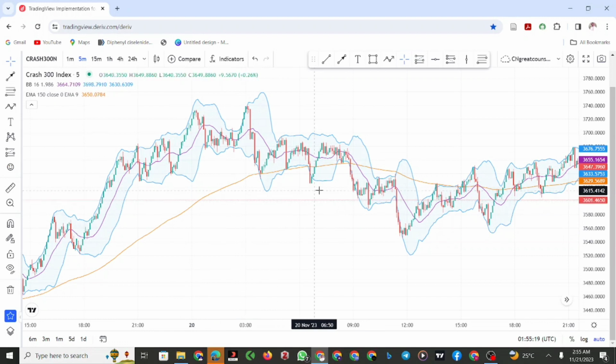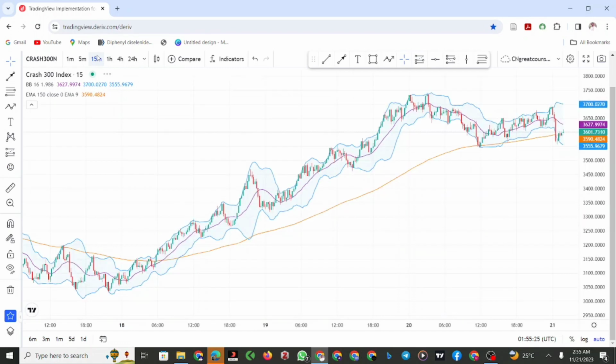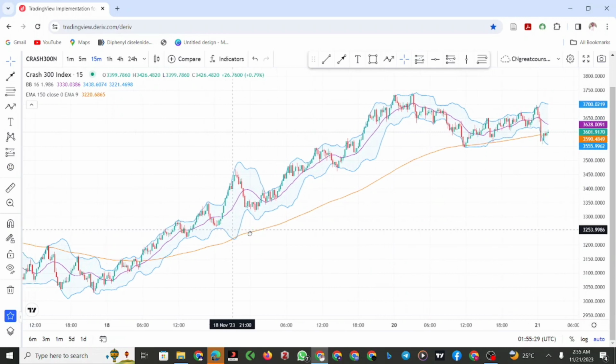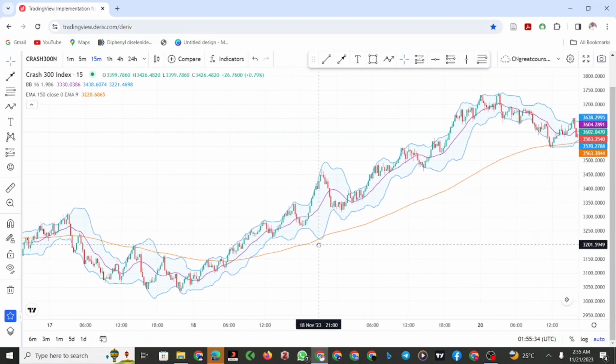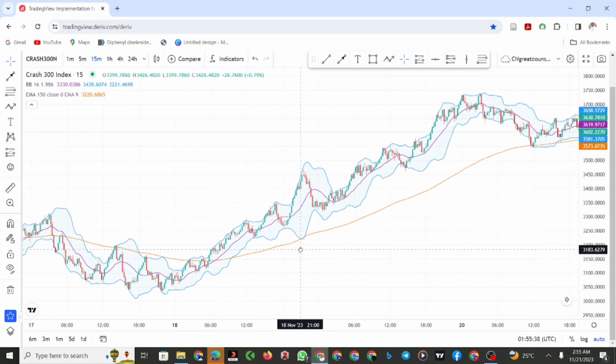Right, so this is crash 500, and let's know if we crash 300. Let's check 15 minutes time frame. We are checking different time frames to show you how this strategy works on different time frame. Now here is another wonderful opportunity that happened, and up till now price refused to go down.